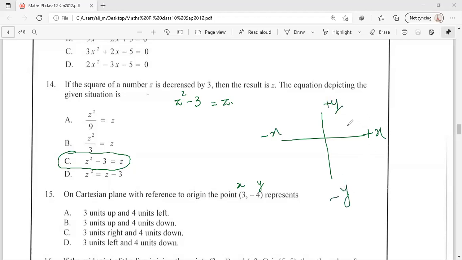So in the Cartesian plane, right is the positive x, left is the negative x, up is the positive y, and down is the negative y. So positive 3 means 3 units right, and negative y means 4 units down. So 3 units right and 4 units down. Option C is the right answer.